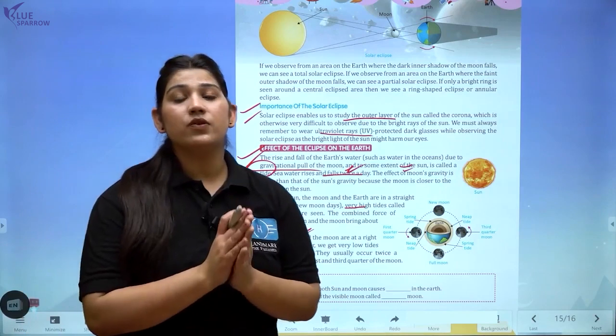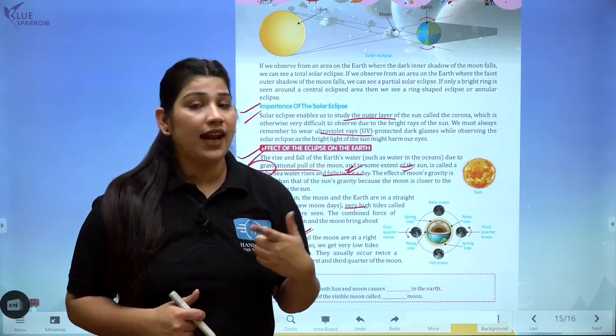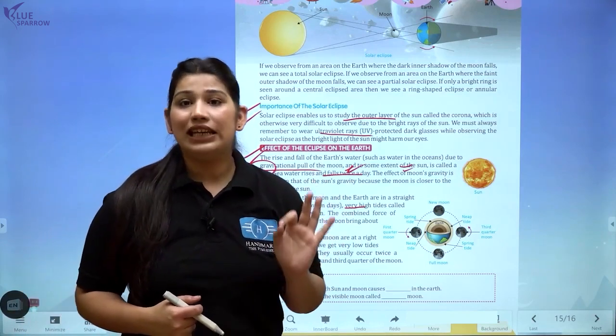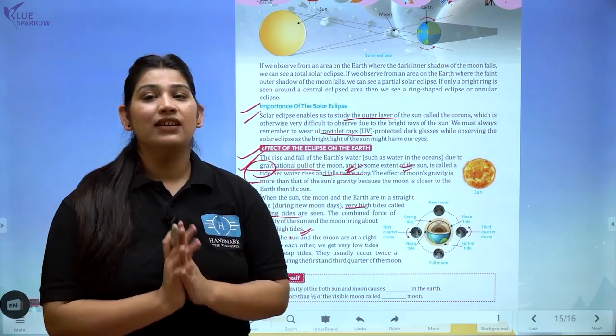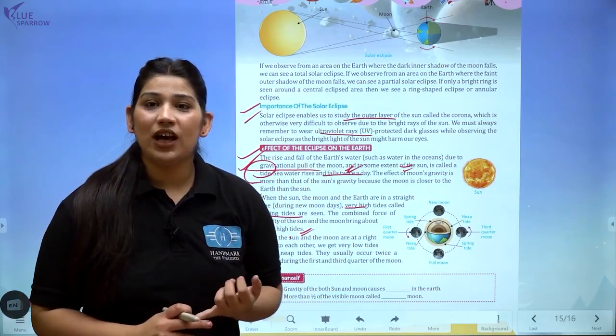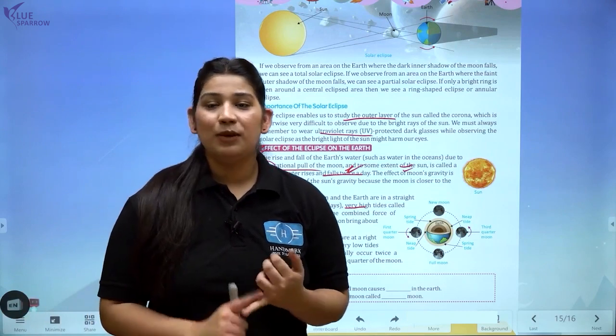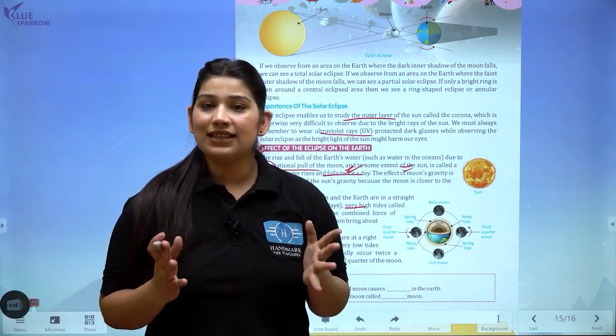So students, we understood about spring tides and neap tides. Spring tides are high tides, neap tides are low tides. That's all for this session. I hope you understood about the planets, sun, moon and earth, and it was interesting for you.